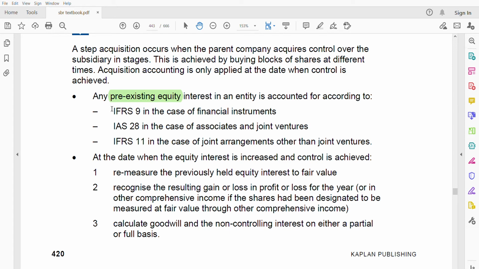If it is within 1 to 20%, it is done under IFRS 9. If it's more than 20% and less than 50%, it is dealt with under IAS 28 as an associate. And if it is a joint venture under joint arrangements, then IFRS 11.